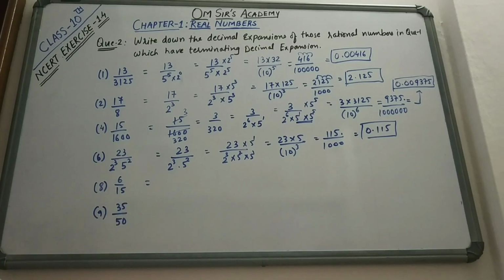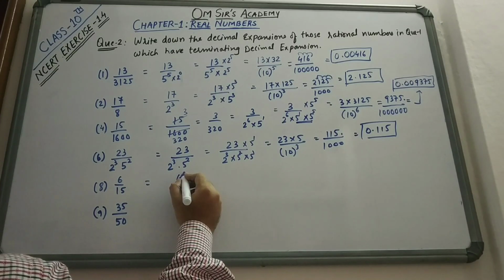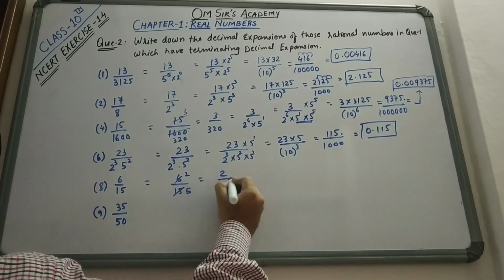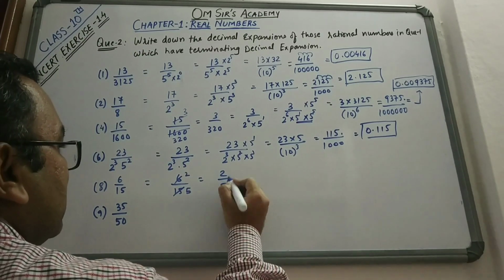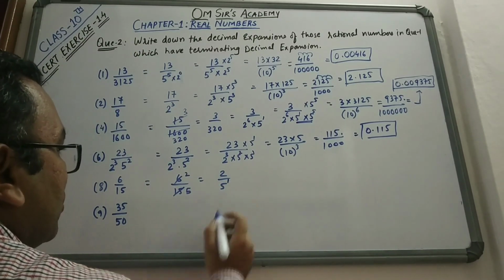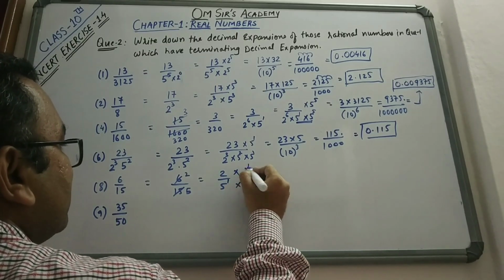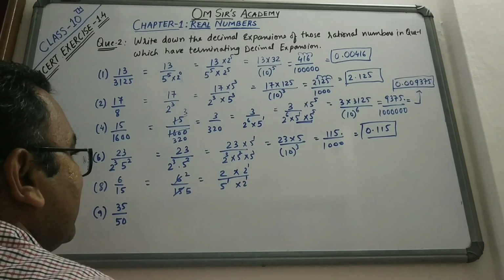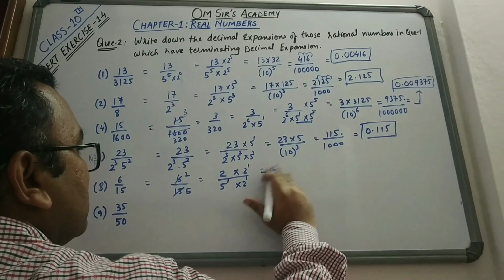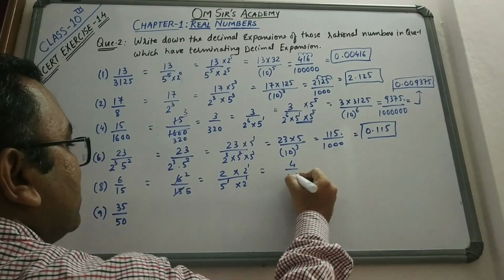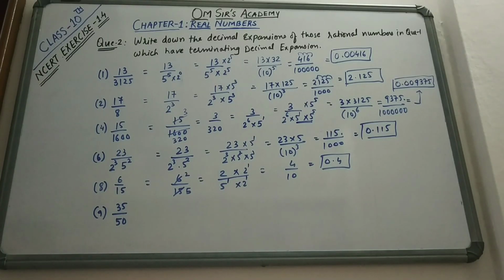Then 6 upon 15. Now 6 upon 15 can be simplified further. 3 2s are and 3 5s are. So it was 2 upon 5. So to make it a terminating decimal expansion, what I need is, there was 1 5 over here. So I need to multiply 2 raised to 1 on the numerator and denominator side. So it will be 2 into 2 is 4 upon 5 into 2 raised to 1 is 10. So it will be 0.4. So that will be your answer.